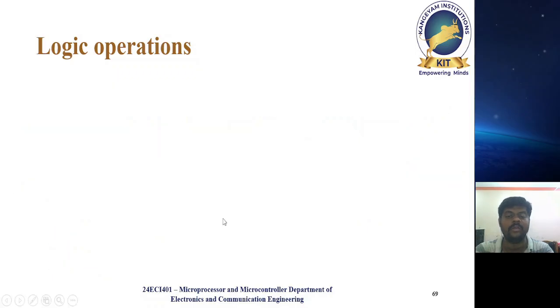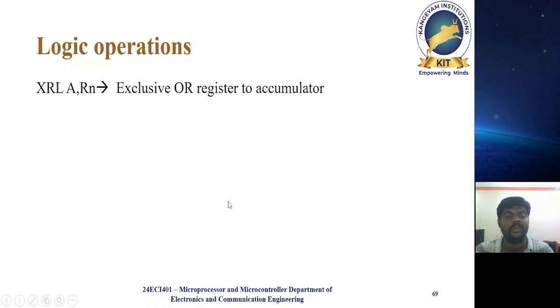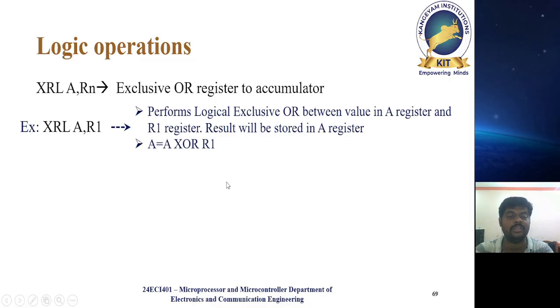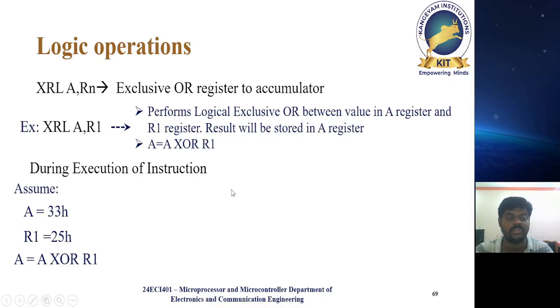So another logical operation is the XOR operation. Here also we will have 6 different sets of instructions. The only difference is that instead of ANL or ORL, we will be putting XRL. So if XRL is used, that is nothing but XOR, an exclusive OR operation, which will be performed between the source and the destination, and the result will be stored in the destination.